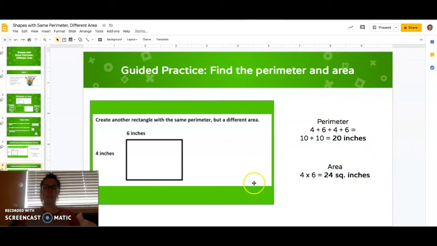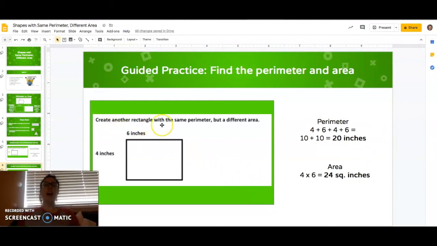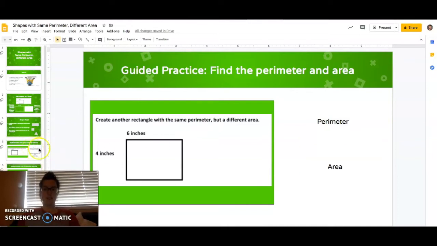But the problem didn't just ask me to find the perimeter and the area of the shape. It asked me to create another rectangle with the same perimeter, but a different area. Okay, same perimeter, different area.